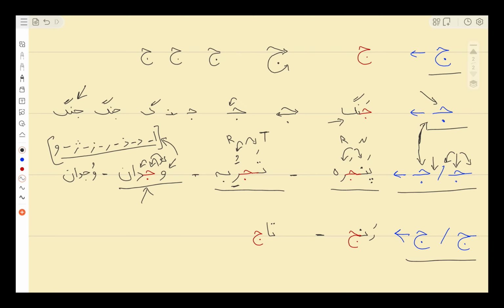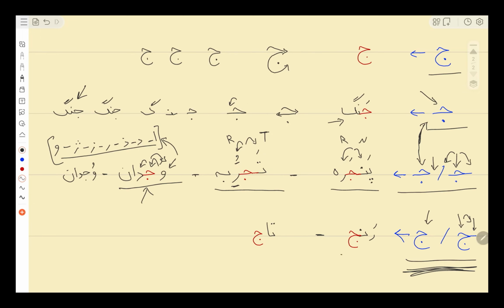And lastly, we have the letter J at the end of a word, and again it can also have 2 shapes. So the first shape here has this small line, so it can be connected to the letter on its right side, but sometimes we have those 7 letters that come before the letter Jim. That's why in that case we use this shape, which is the separate form.